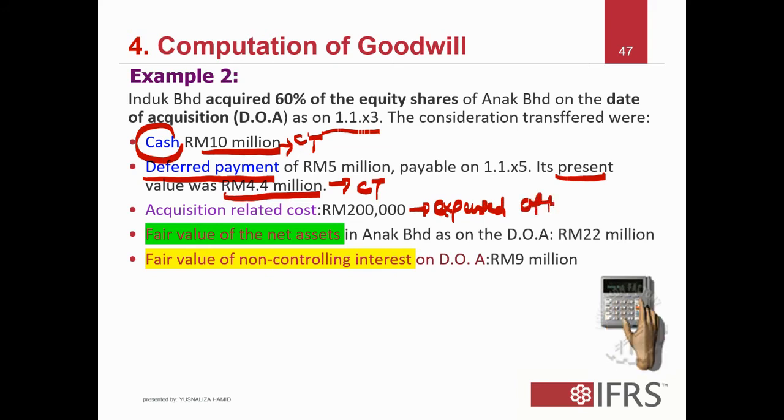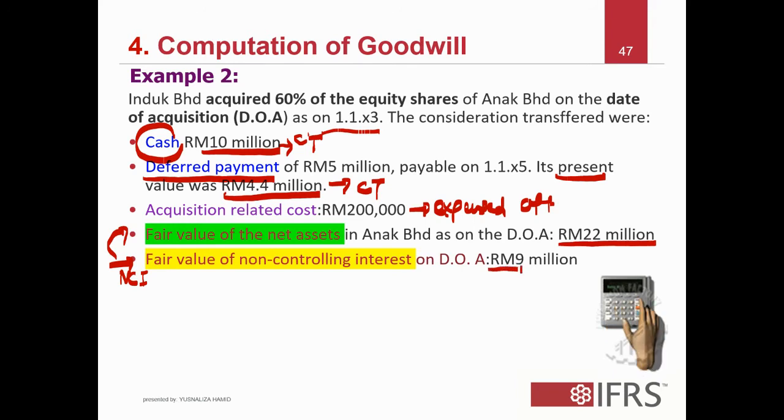Remember, you have two pieces of information, a very simple one because we want to make it quick. So you are given straight away the fair value of the net asset. Remember when we talk about NCI, I mentioned that it can be measured either using the fair value of the net asset or maybe using the fair value of the shares in the subsidiary or acquiree. So under the fair value of the net asset, it is measured at 22 million.